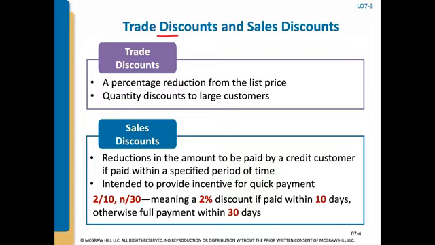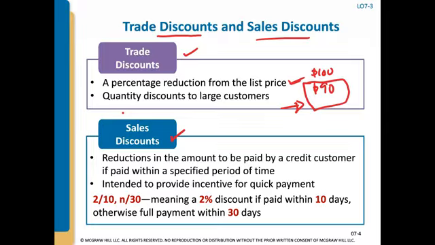Let's talk about discounts and how we record accounts receivable when we have a discount. There's two types of discounts. The first one is trade discount, and that's really just when the corporation gives a percentage reduction from the list price. So if I say, you can have a 10% discount right off the bat, and I sell you $100 worth of goods, so you only owe me $90, my receivable would be recorded at $90.